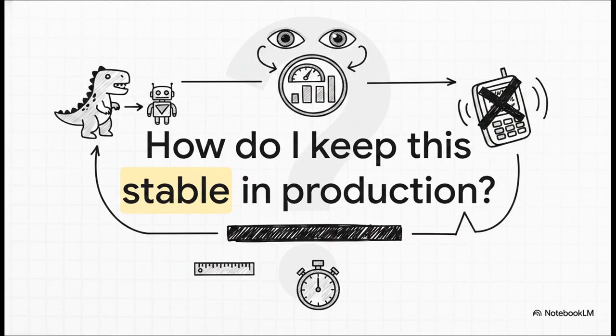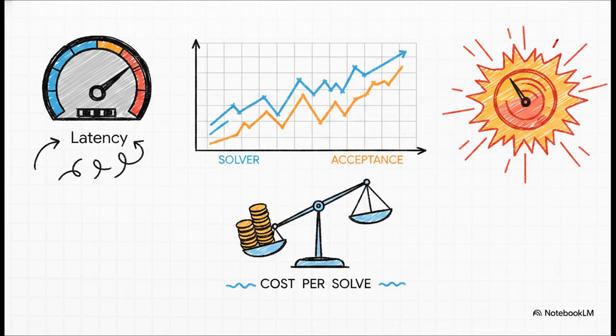Look, if you want to eliminate those late-night pager alerts, you really need to know exactly how to measure success. The answer lies entirely in your KPIs. You need to wire these specific metrics right into your existing dashboards. Monitor your first solve latency at the P50 and P95 percentiles. Track your solver's success rate versus your actual downstream end-to-end acceptance.